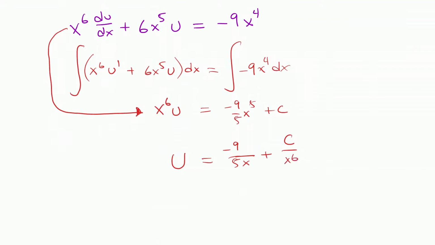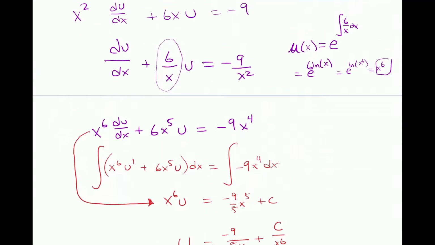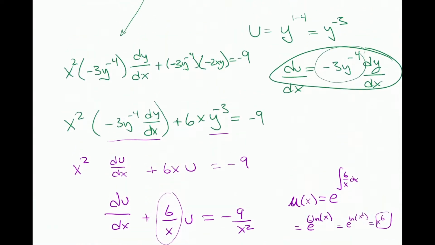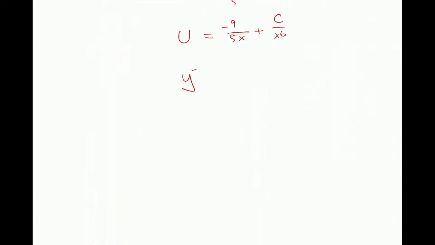How's that look? Now, if we want to finish this, which I think you probably are going to beg me to do, well, you really probably don't need it, but I will need to go back here and figure out what u is. U is y to the negative 3rd. So y to the negative 3rd is negative 9 over 5x plus c over x to the 6th. Beautiful.